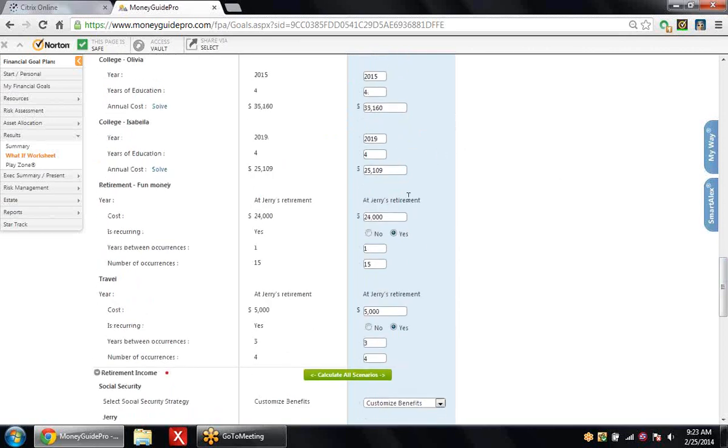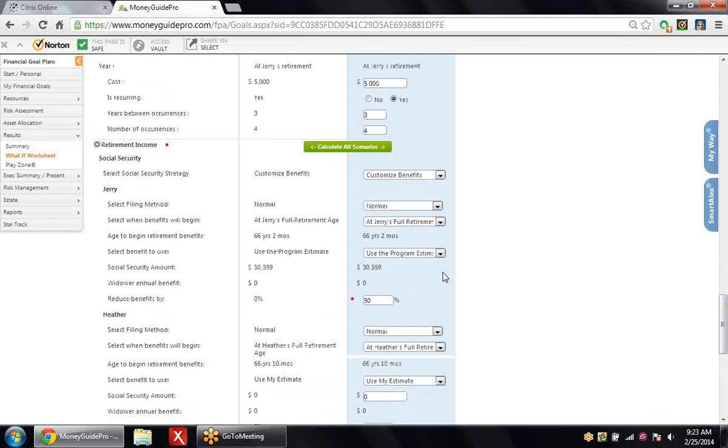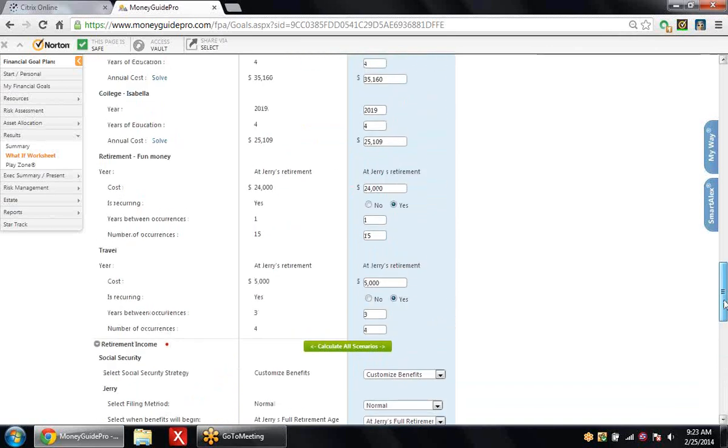For college, we can change them. For retirement fund money, for number of occurrences, for travel, etc. We can also change on Social Security. I'm using an example here where they're only getting 50% of their benefit. They wanted to use a conservative number, being very concerned about those retirement benefits actually being there or possibly being tested out of some portion of their benefit because of their income. So I'm going to change that to 75%, and that'll make a dramatic impact on the plan.